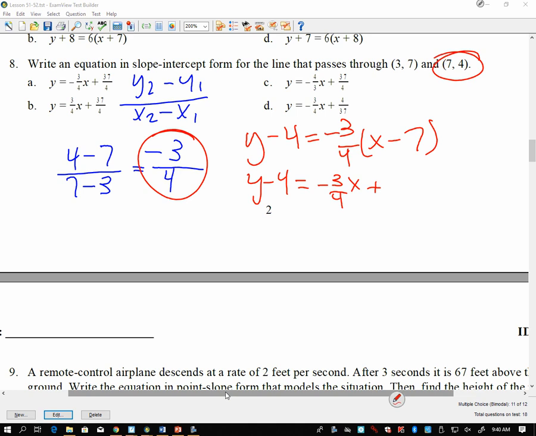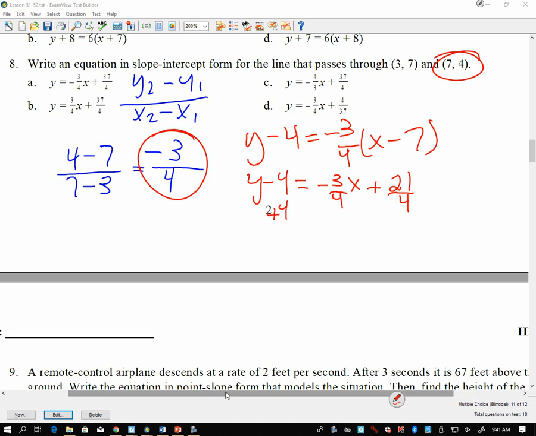What's negative 3 times negative 7? That would be positive. What's 3 times 7? 21. And that 7 is over 1. What's 4 times 1? All right, so we'll leave it as 21/4 because I'm pretty sure that's not going to reduce, right? Now what do I need to do? Add 4 to both sides.